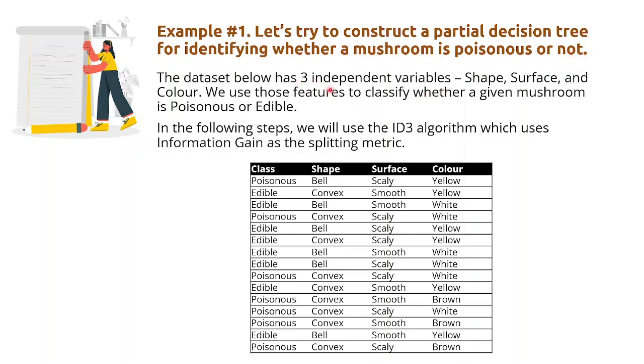So we have three independent variables. Our independent variables are the shape, surface, and color. We use those features to classify whether a given mushroom is poisonous or edible. As you can see in this table, we have our class. Our class is either poisonous or edible. That is what we want to predict or classify. And then our independent or predictor variables are the shape, surface, and color.